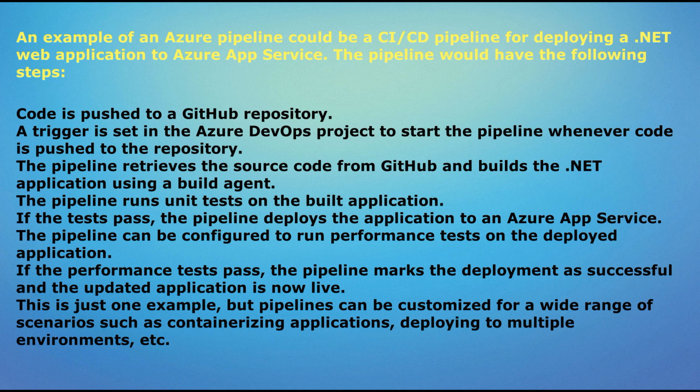If the tests pass, the pipeline deploys the application to an Azure App Service. The pipeline can be configured to run performance tests on the deployed application. If the performance tests pass, the pipeline marks the deployment as successful and the updated application is now live. This is just one example, but pipelines can be customized for a wide range of scenarios such as containerizing applications, deploying to multiple environments, etc.